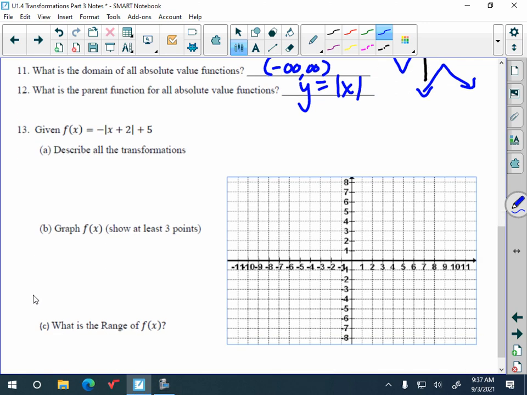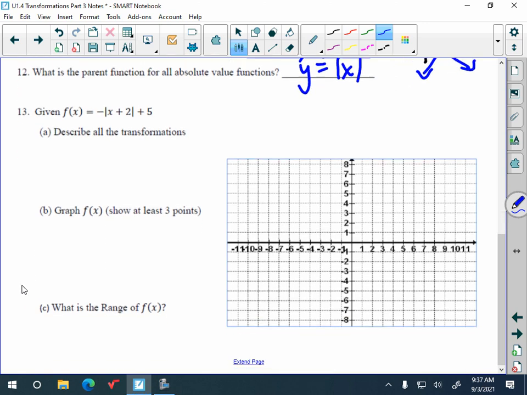All right, so then 13 is an absolute value function. What I want you to do is go ahead and describe the transformations. Make an XY table. Come up with your parent function values, and then apply the transformations and graph it. And then go ahead and give the range. We already know what the domain is because it's absolute value. We already stated what it is. It's negative infinity to positive infinity. So I'm asking what the range is now.